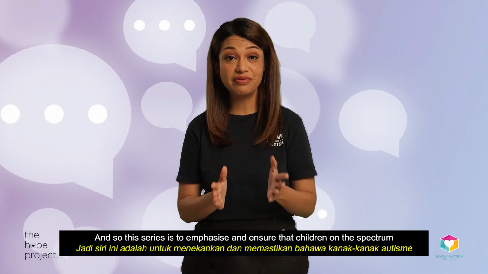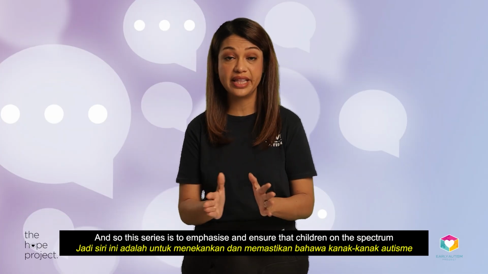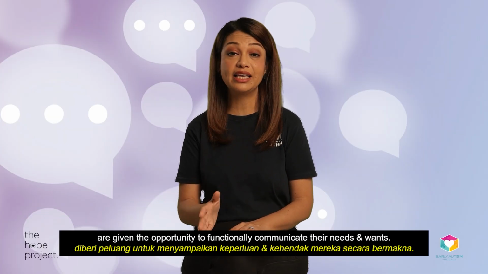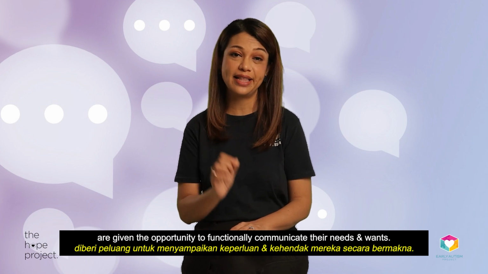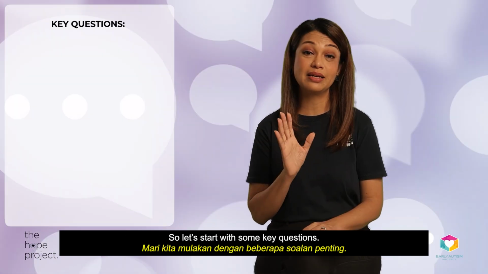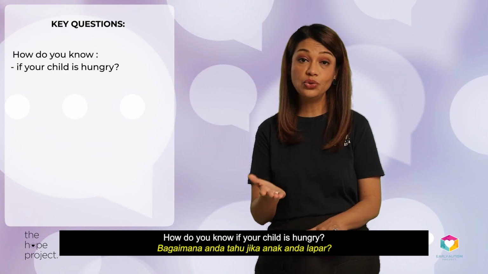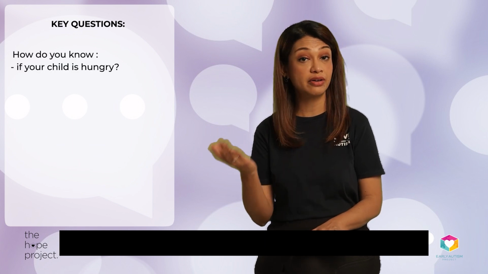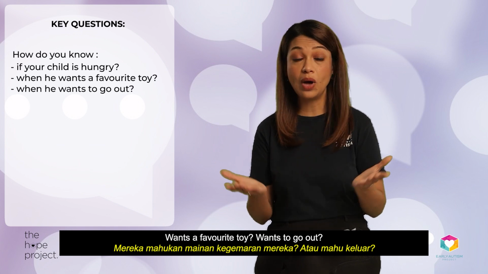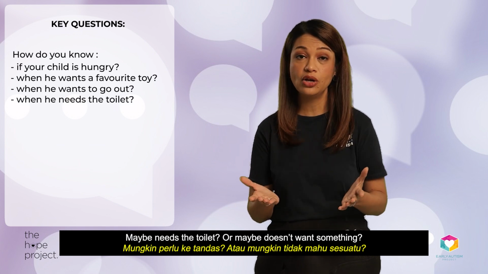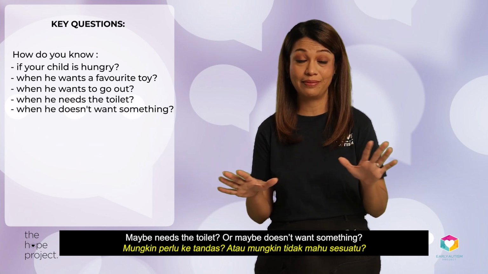And so this series is to emphasize and ensure that children on this spectrum are given the opportunity to functionally communicate their needs and their wants. So let's start with some key questions. How do you know if your child is hungry? Perhaps wants a favorite toy, maybe wants to go out, maybe needs the toilet, or maybe doesn't want something.